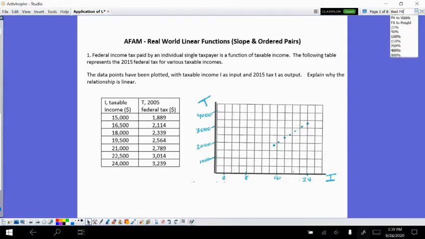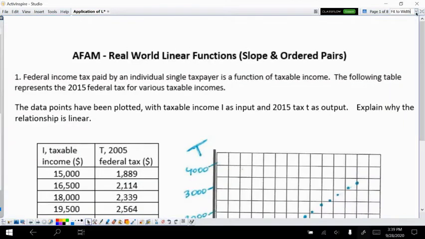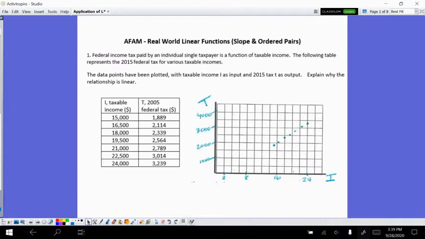First example, in our first example, we're looking at someone's taxable income, which is represented by I, versus the federal tax that they actually pay, represented by T. And we went ahead and put those on a graph.